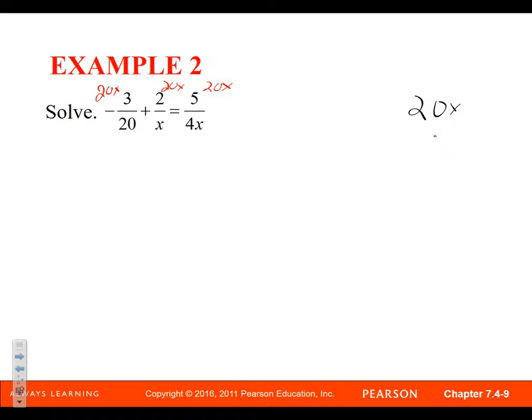So what's going to happen here is that this 20 is going to make one with that 20, and you're going to get negative 3x. This x will make one with that x, and you'll get positive 20. This x will make one with this x. 4 goes into 20 5 times, and you're going to equal 25. So now you've created a linear equation.